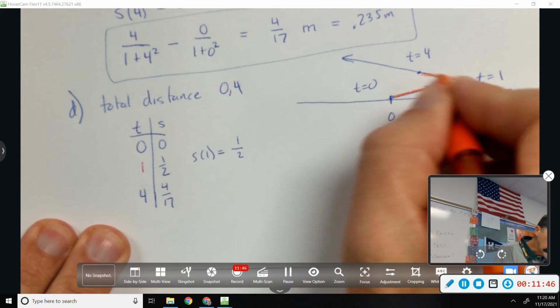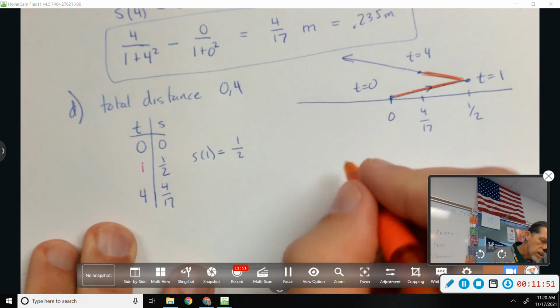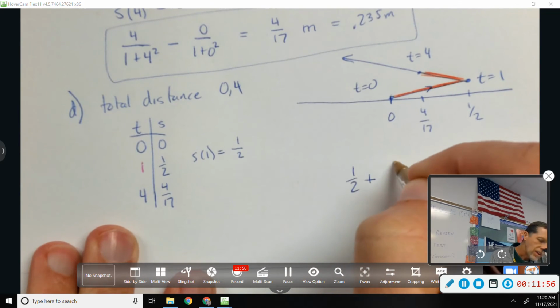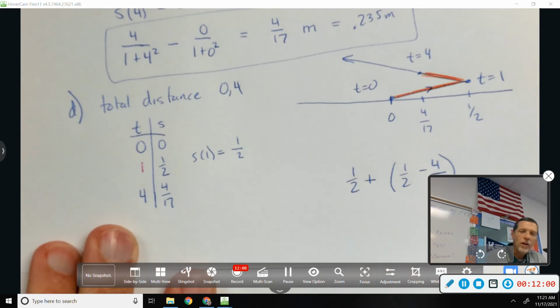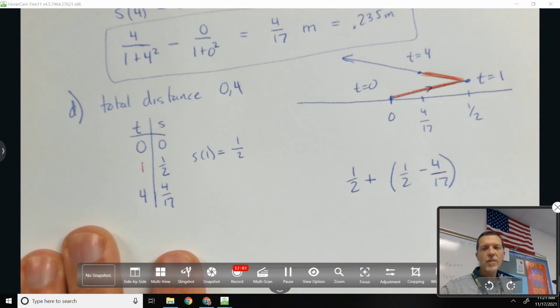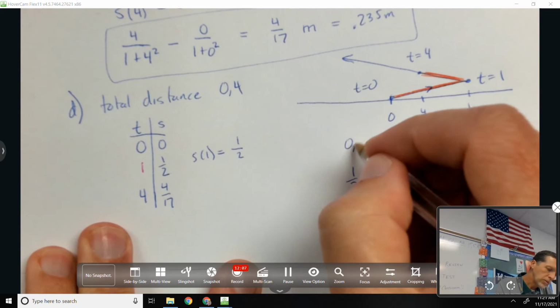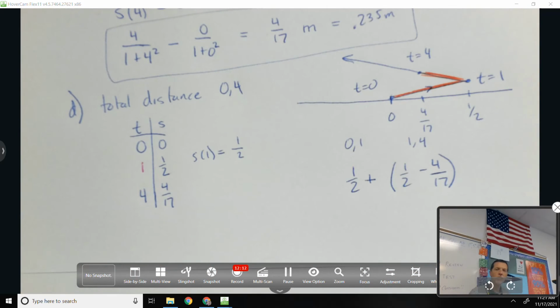So total distance then, from 0 to 4 would be, let's see, traveled 1/2. 1/2 minus, and then we just do that. 1/2 minus 4/17. Right? Why risk messing up fractions? Traveled 1/2, that was from 0 to 1. And then from 1 to 4, we went from 1/2 to 4/17. But I don't want to mess up. It's not even that I worry about messing it up. I just don't want to do it. Yeah, that's my safe stop.